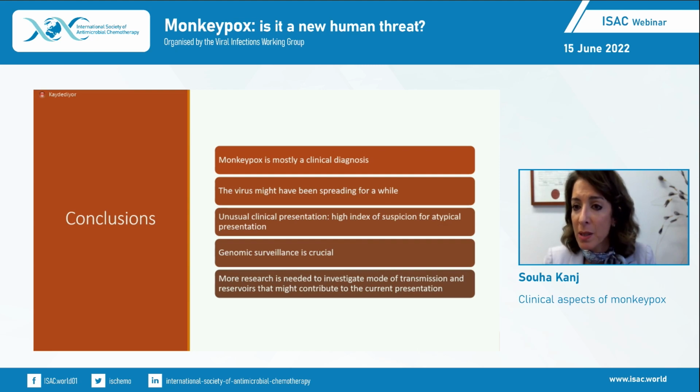I think monkeypox is mostly a clinical diagnosis. The virus might have been spreading for a while. We have to keep in mind the unusual clinical presentation and a high index of suspicion for atypical presentation. Genomic surveillance is very crucial, and more research is needed to investigate the mode of transmission and reservoirs that might contribute to the current presentation.